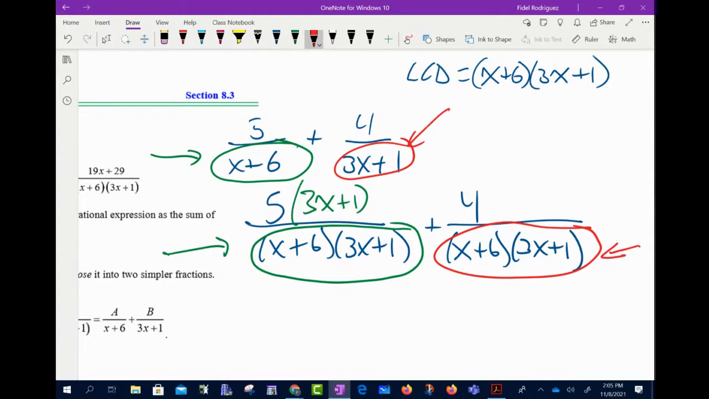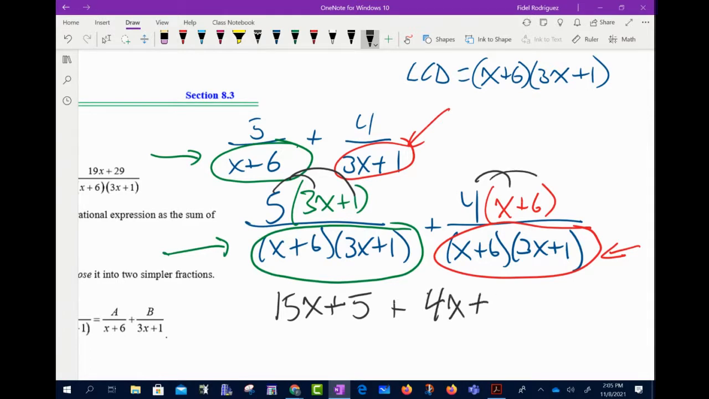X plus 6, right? Okay, so then we're going to add that up here as well. All right, so now what we're going to do, y'all, we're going to go ahead and start multiplying. So 5 times 3x is 15x. 5 times 1 is 5, plus 4 times x is 4x. And 4 times 6 is 24. All that is over x plus 6 and 3x plus 1.